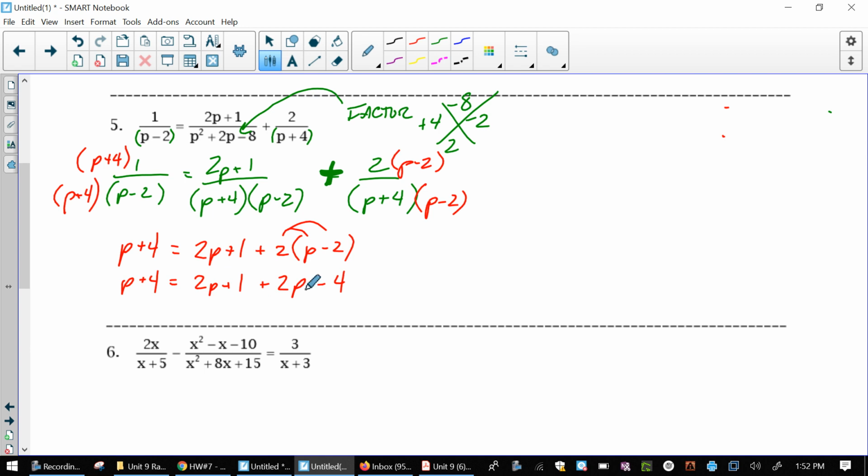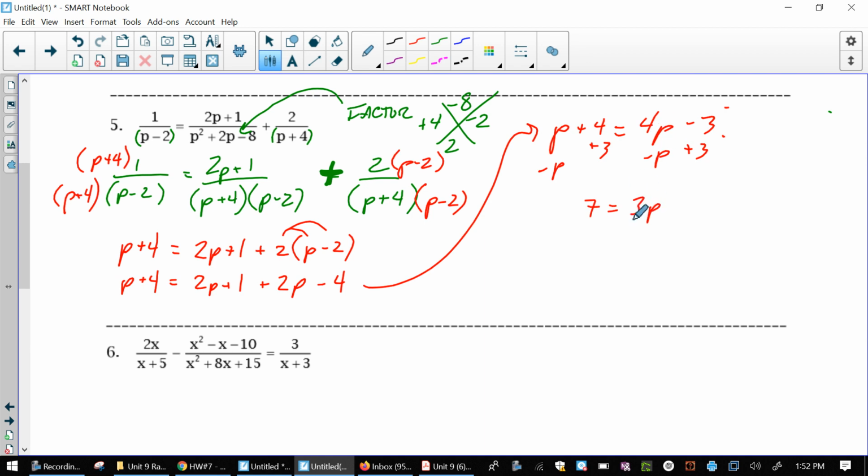All right, so I'm going to simplify the whole right side of this equation now. I'm going to move up here. So on the left side, we still have p plus 4 equals, I like to simplify one side of the equation at a time. And 2p plus 2p is 4p, and then 1 minus 4 is negative 3. All right, so hopefully we all got that. Let's go ahead and add 3 to both sides. Okay, I'm going to subtract the p while I'm at it. Might as well do these two steps at the same time. 4 plus 3 is 7. 4p minus p is 3p. Divide by 3, divide by 3.